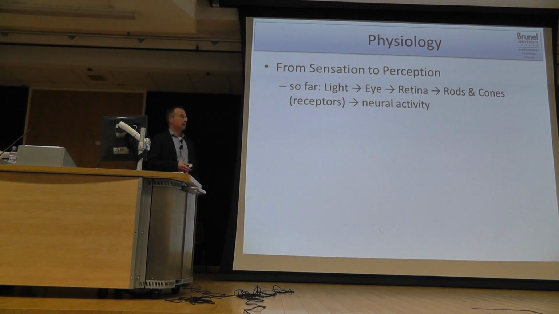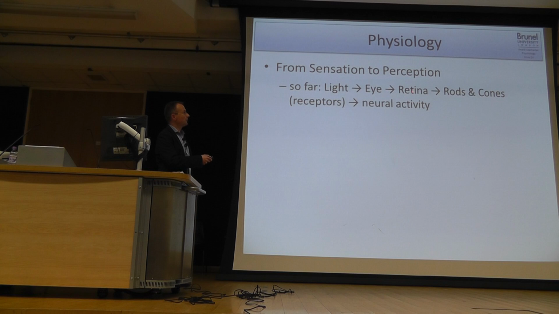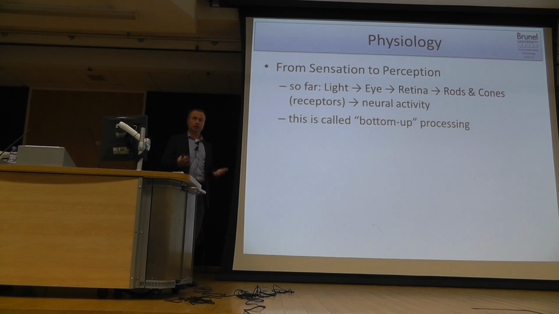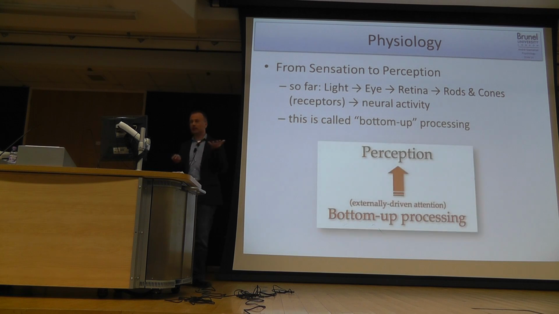And so far, we have seen how the processing goes. It comes from light to eye to retina to rods and cones, the receptors, neural activity in the brain, and then it becomes more and more complex in the brain. This is called bottom-up processing. So everything is determined from the bottom, from the lowest level, the raw stimulus, the raw signal from the retina, and then it becomes more and more complex. So you could say we have this bottom-up processing, and that feeds into perception until finally we recognize that is a face or something like that.